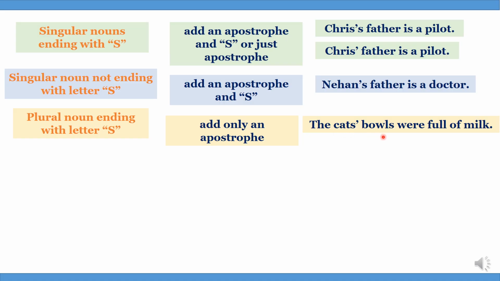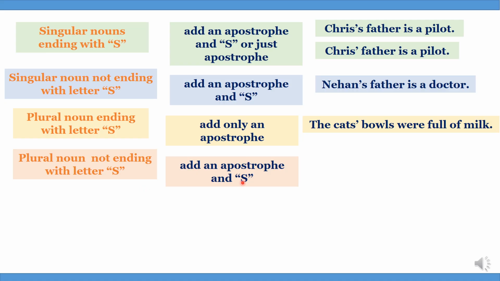See, the cats' balls were full of milk. See, again, cats is a plural noun ending with letter S. In such case, we need to add only an apostrophe. Next, plural noun not ending with letter S. Add an apostrophe and letter S. The woman's toilet is next door. See, woman is a noun not ending with letter S. So we need to add an apostrophe and letter S.